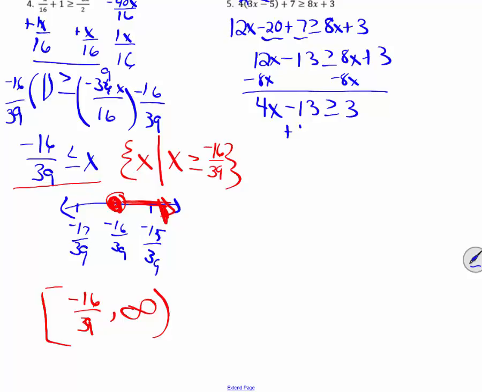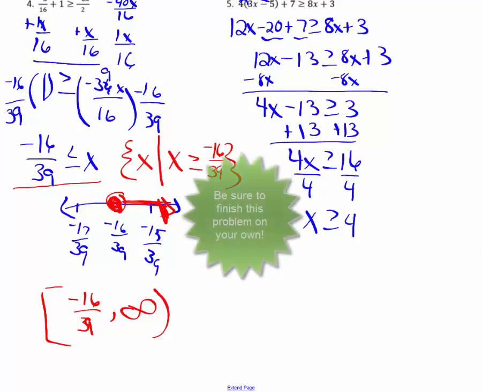Aren't you lucky? Okay, add 13 to both sides. So 4x is greater than or equal to 16. Divide by 4. x is greater than or equal to 4. I will leave it to you to do the graph, the set builder notation, and interval notation.